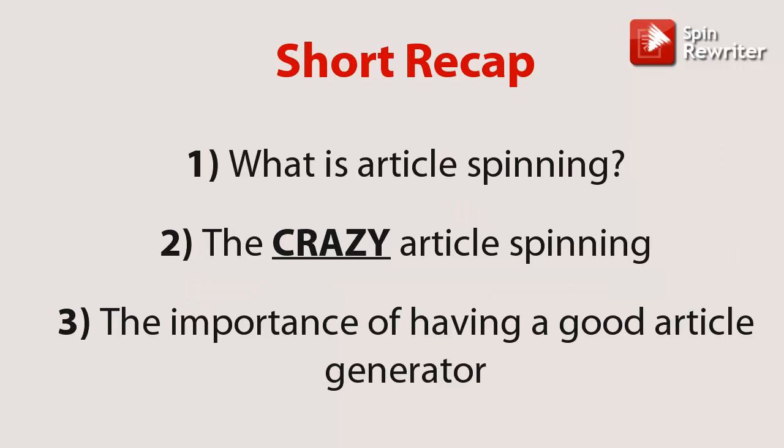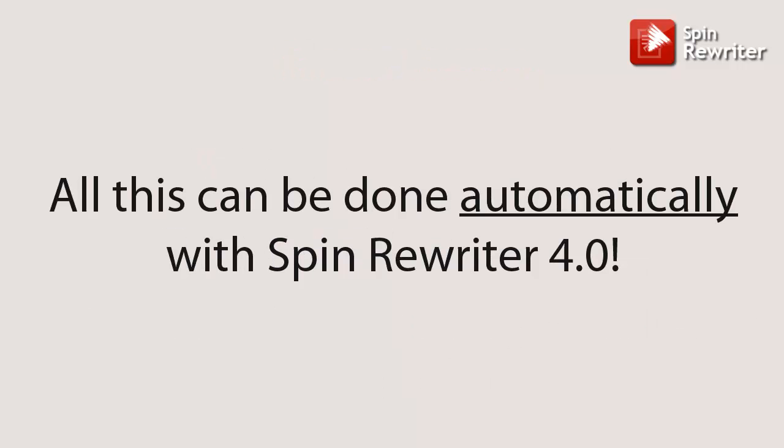Bottom line, I think we've learned many new things today. We started with the general description of what article spinning actually is and why it's important for your online business. Then we talked about the crazy article spinning. We mentioned some methods that make article spinning even more powerful, from spinning individual sentences and paragraphs to manipulating the sentence structure and using permutations of words to spinning articles on the word level. In the end, we discussed the importance of having access to a great article generator so that only the most unique articles are generated. Now, all this can be done automatically and within seconds with Spin Rewriter 4.0.